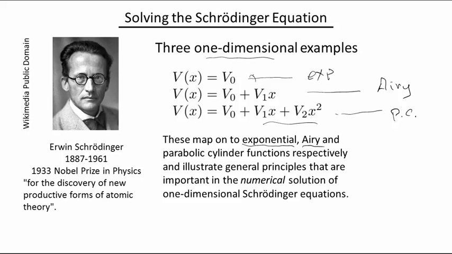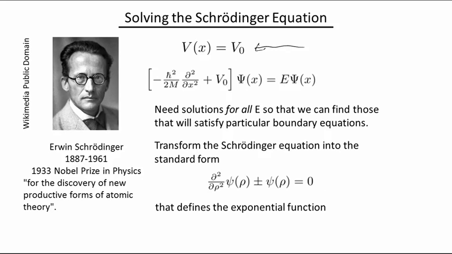Now the harmonic oscillator is a special case of that, but in this part we're going to go through these 2 cases and try to infer from them some general principles that are relevant both for the analytical and numerical solution of one-dimensional Schrodinger equations.